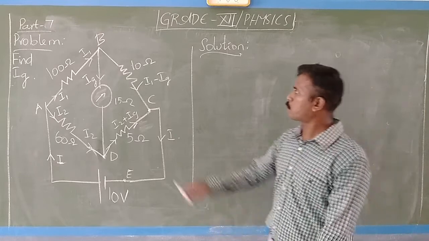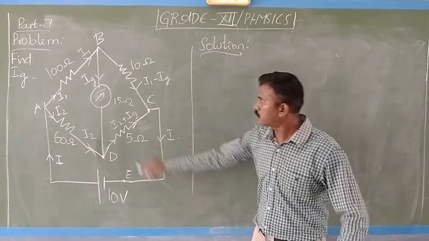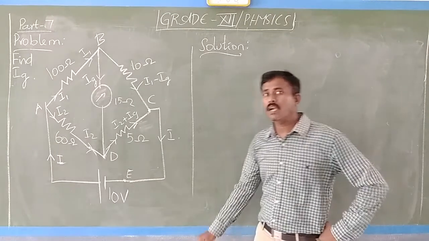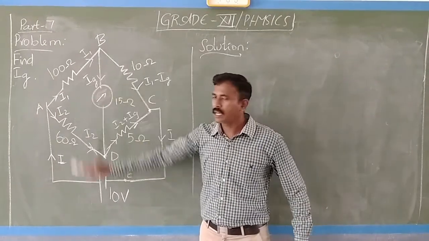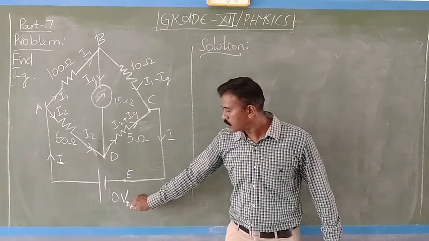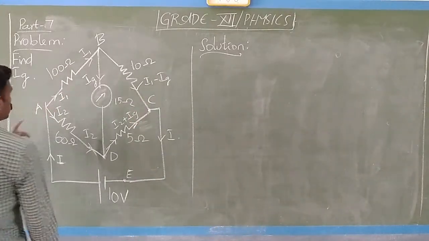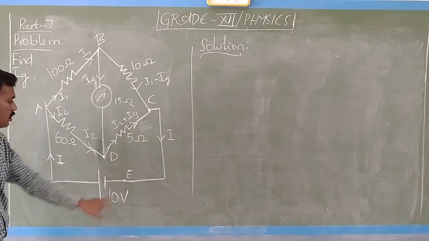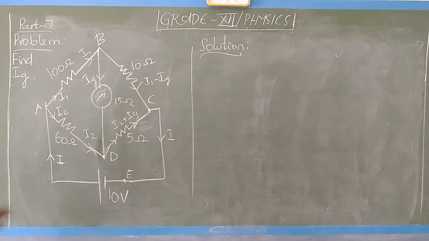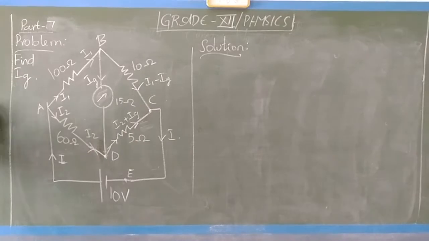Students, now consider this problem. In this problem, the Wheatstone's bridge is given and also the resistance value of the galvanometer is given. What we have to find is the current flowing through the galvanometer, IG. So you see we have a source of 10 volt. Then we have the junctions A, B, C, D and here E is also a point given in this circuit. And we have to consider the resistances 100 ohm, 10, 5 and 60.